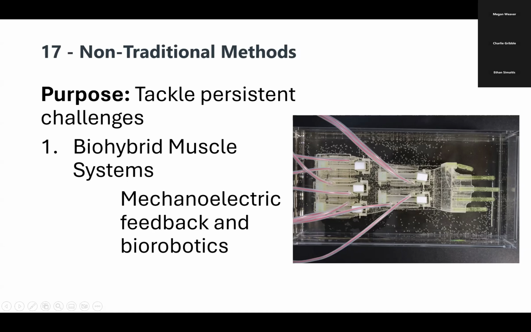These systems respond to electrical stimulation and generate force, which makes them useful for drug testing or even powering micromechanics. And the scientific basis here is rooted in mechanoelectric feedback and biorobotics, which are treating muscle not just as a tissue to regenerate, but as a bioactuator that can be engineered in modular form.